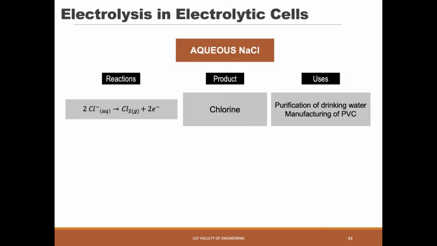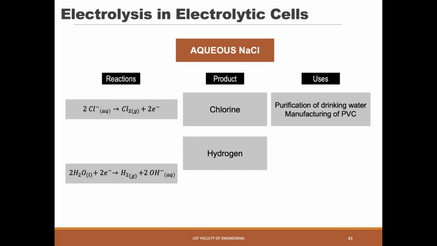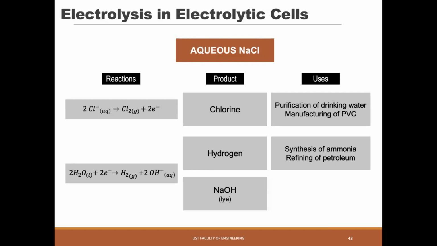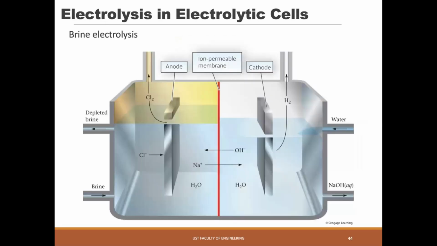And this chlorine gas could be used in purifying our water or even in manufacturing some of our polymers. And the other half reaction, the reduction of water, could produce hydrogen, which can be used in several industrial processes such as synthesis of ammonia and refining of our petroleum products. We could also have sodium hydroxide from this process, which could be used in paper processing and glass manufacturing, among other processes. So electrolysis is one of the common techniques used to process our seawater in order to separate the salts that are present in the solution.